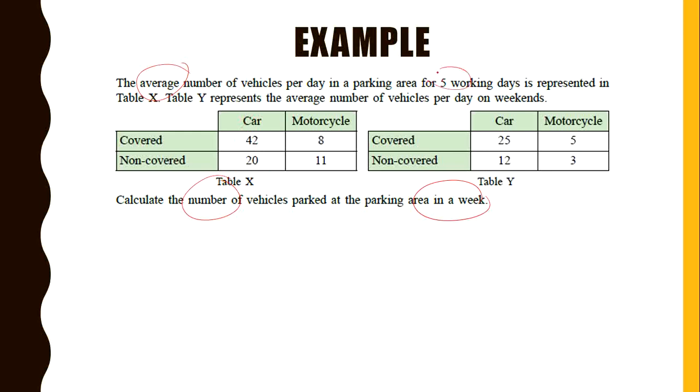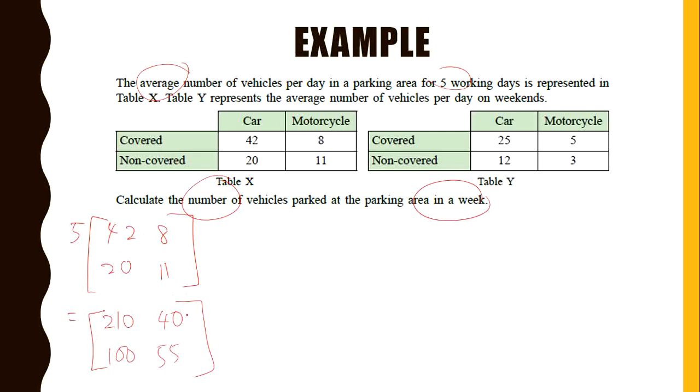So, untuk yang ni is 5 working days. So, kita kena darab dengan 5. Kita boleh tulis dia dalam bentuk matrix. Okay, so for this one, kita akan dapat 210, 40, 155. Okay, this one untuk weekdays ataupun hari bekerja.